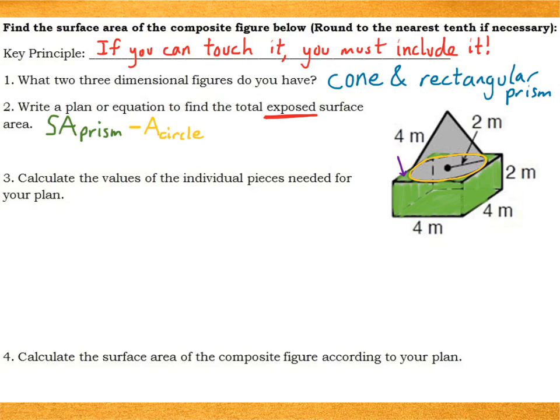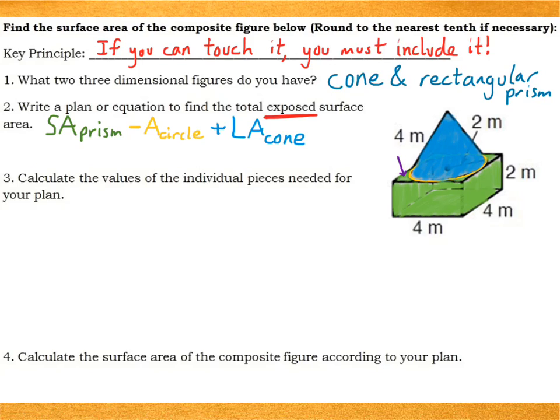Okay, so then what's the final surface we need to include? That would be the lateral area of the cone. We're not including the bottom, so that's why we would want the lateral area, because that would just include the sides of the cone, which is here.